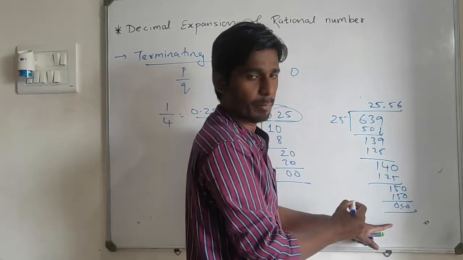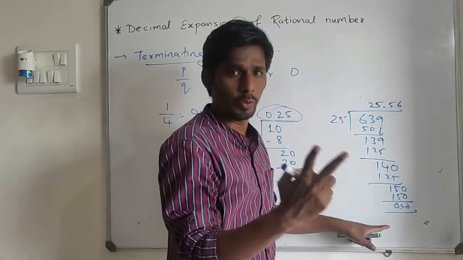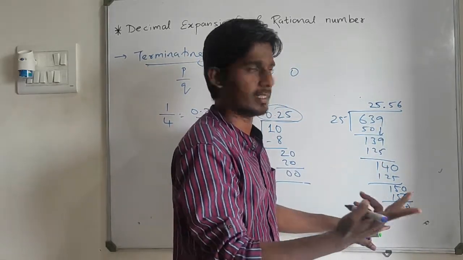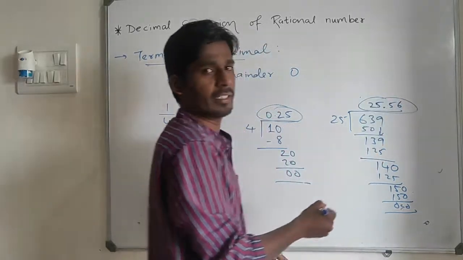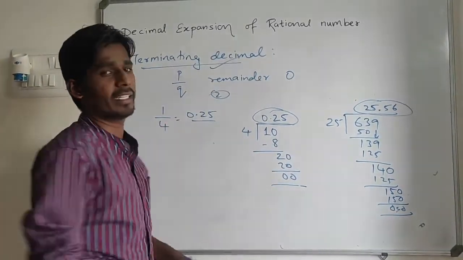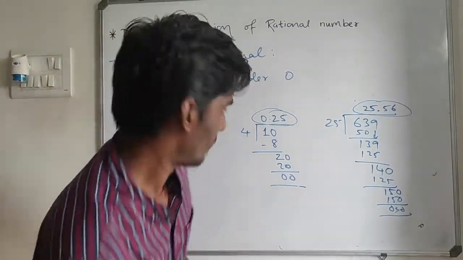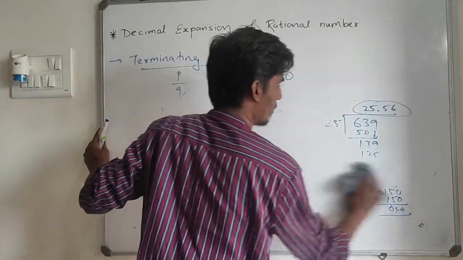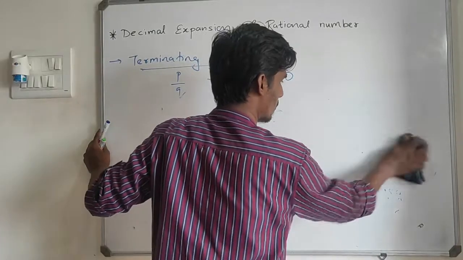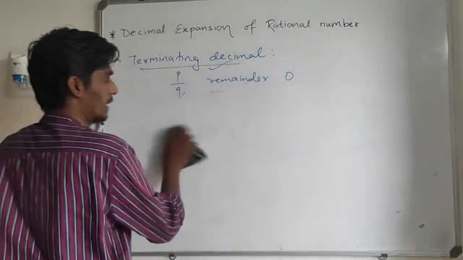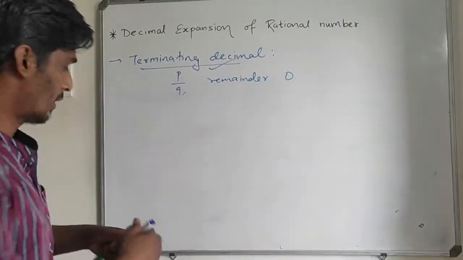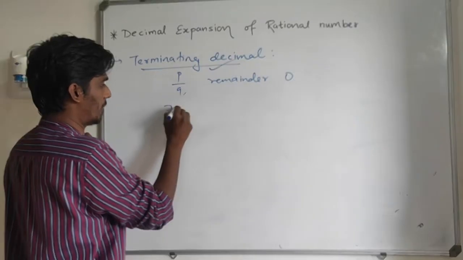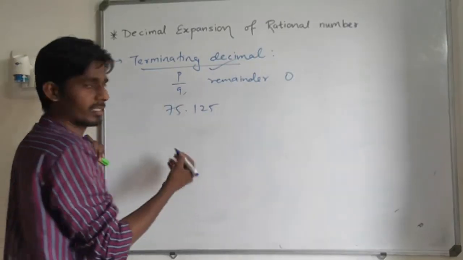So after the decimal point, how many decimals are there? 2 decimals. Is it countable? Yes. Then such a type of decimal expansion is a terminating expansion. If we write a direct example of this, if I write 75.125, it's terminating.